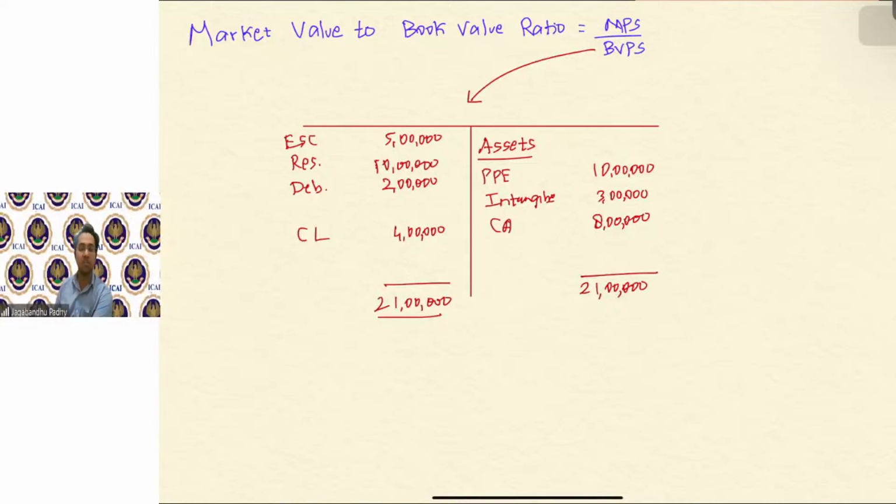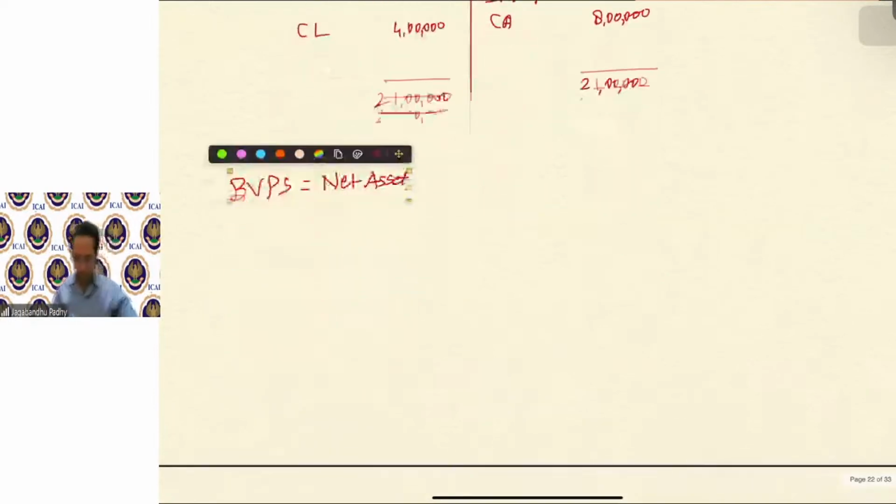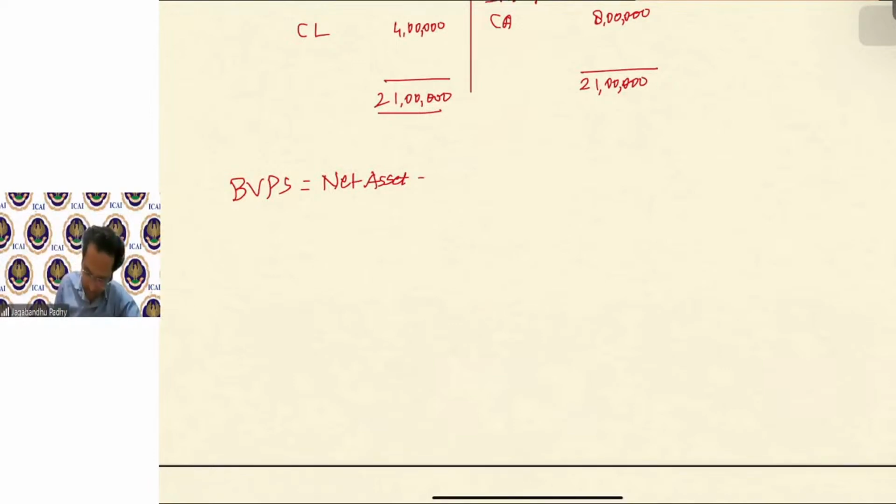Now, if I want to say what is the book value of the share, book value per share is basically the value of the company's shares as per the assets and liabilities that it has. Book value per share is simply net assets minus outside liabilities upon number of equity shares.